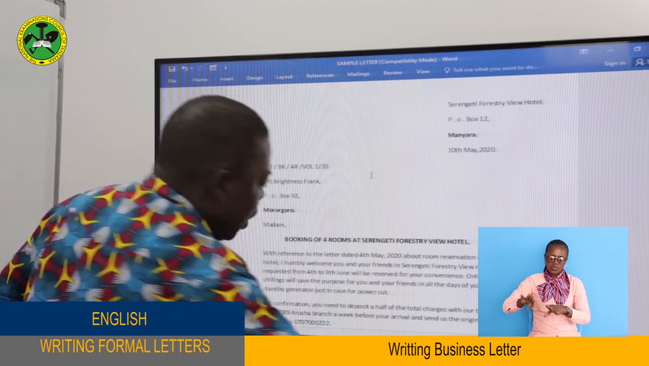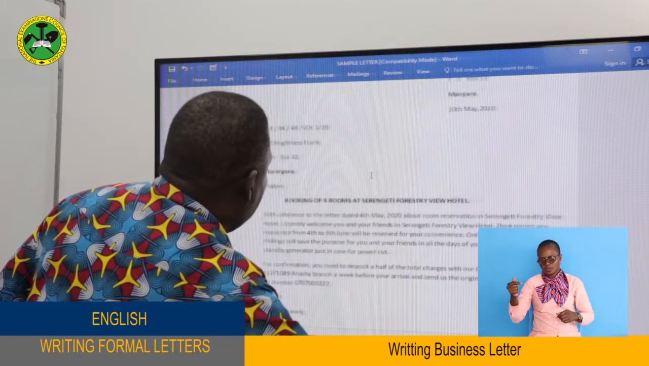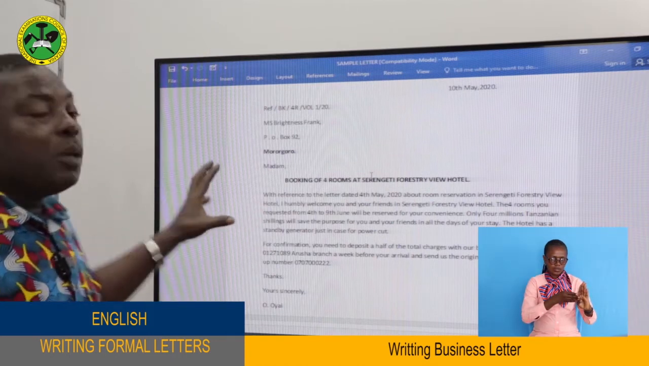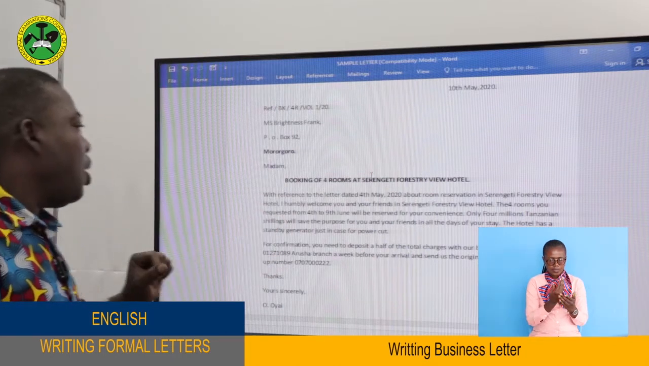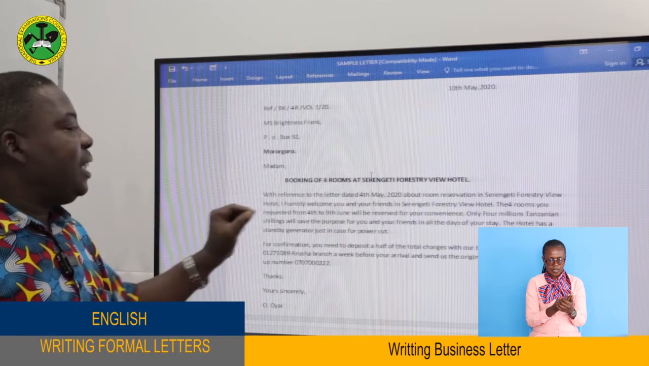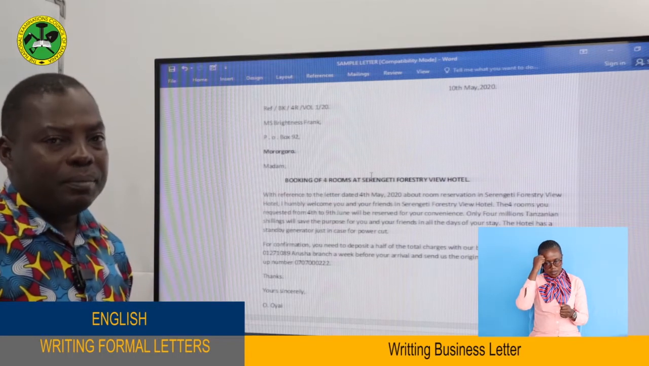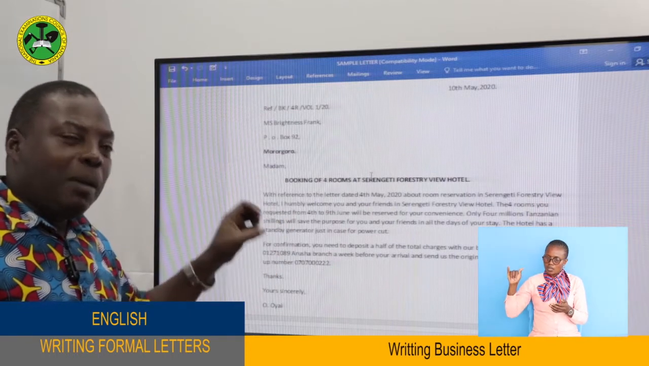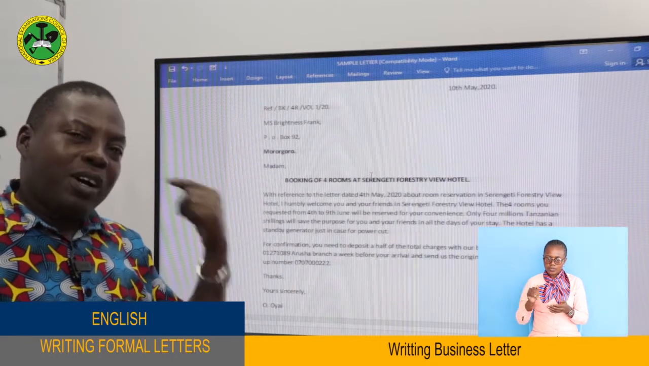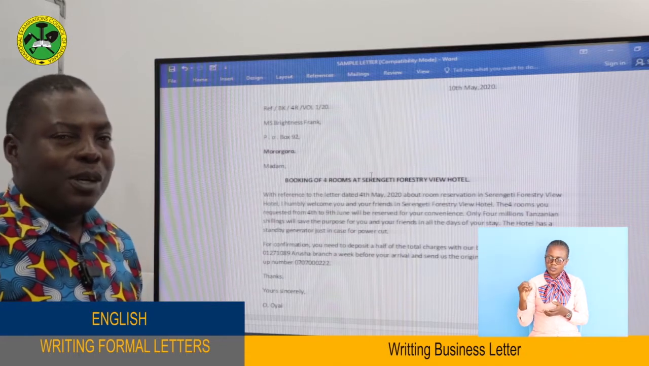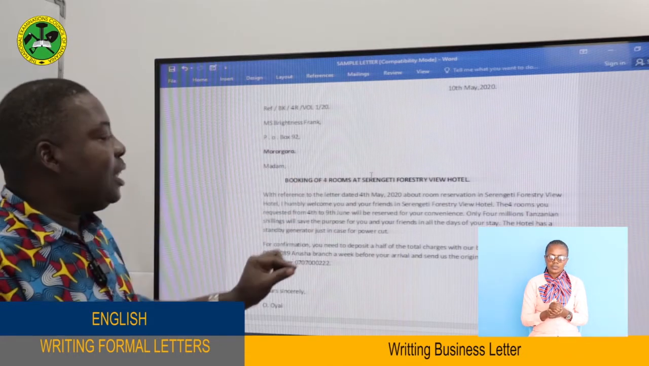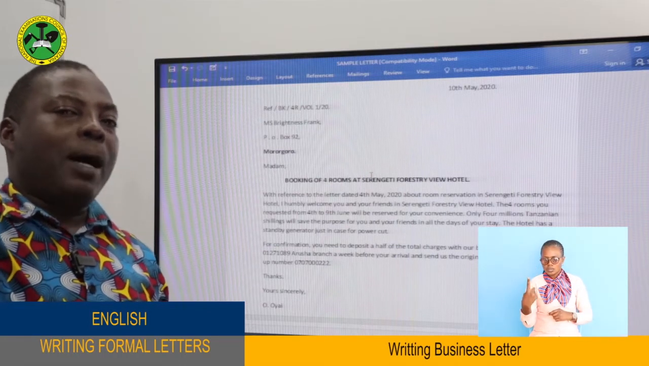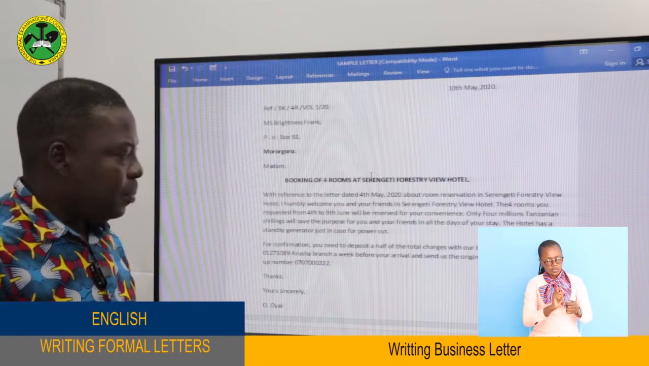Then you come to the content part. Let us read the content part altogether. With reference to the letter dated 4th May 2020. Now, as I said, business transaction letters mostly involve referencing. So the very first sentence here tries to show that the person is trying to make somebody remember what he did sometime in the past.